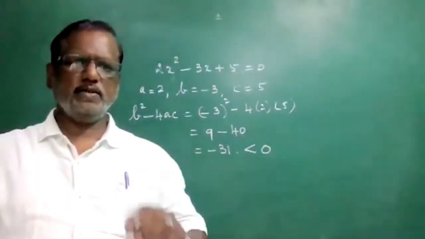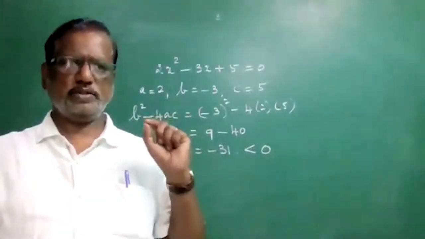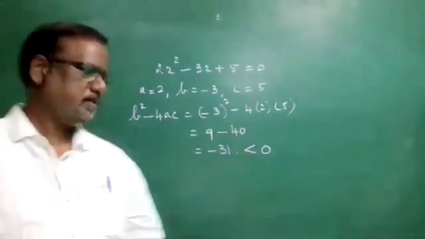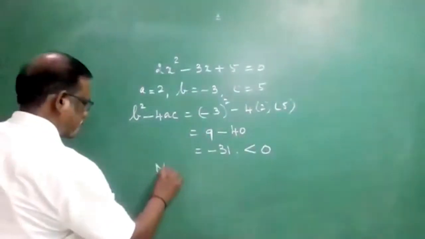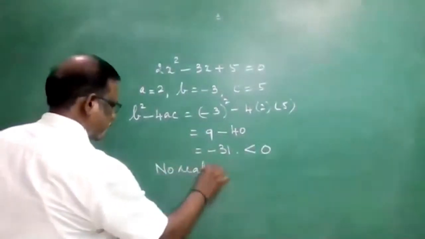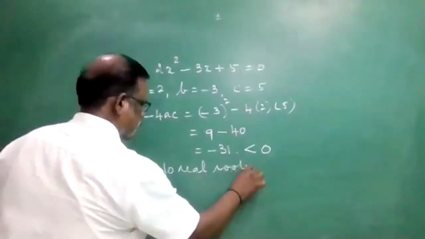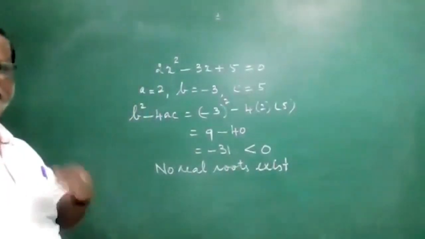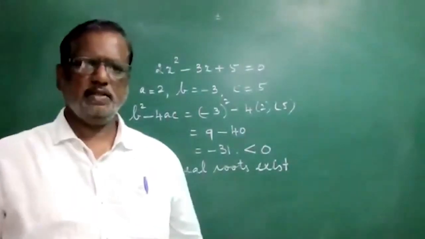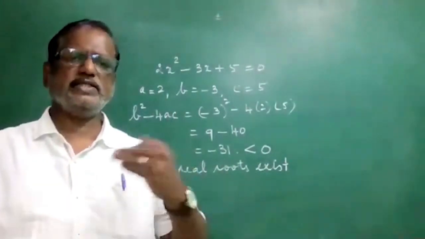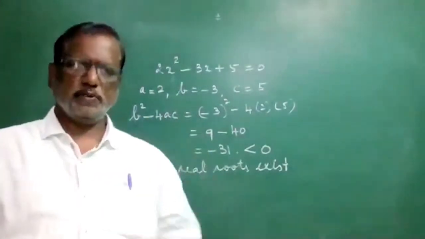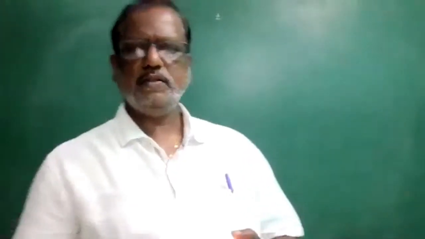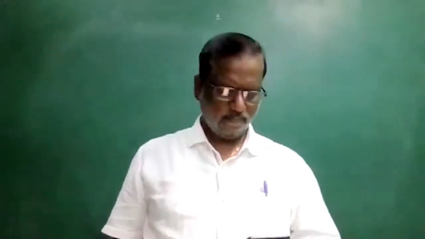So less than 0, no real root, and therefore we need not proceed. No real root exists, and hence we have to stop there. Only if the real root exists do we have to proceed. Let us see the second one.